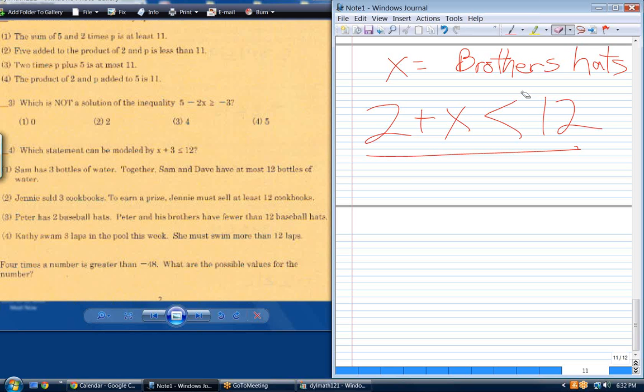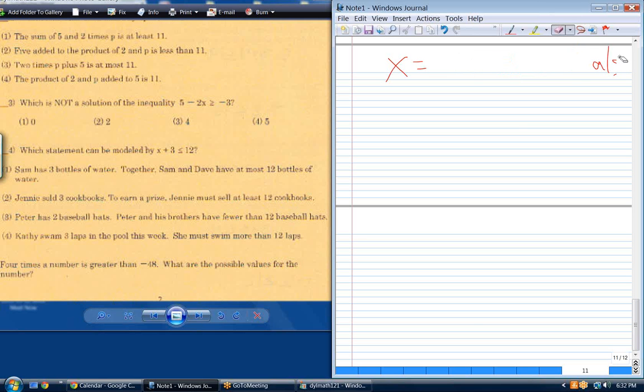I can actually write an inequality and it doesn't match what they gave us. So that's not the answer. Let's go back to 2. Notice that in 2, we can't even define a variable. That's why 2 makes no sense at all. Jenny sold 3 cookbooks. To earn a prize, she must sell at least 12. I guess you could say X would be the number of cookbooks she needs to sell.